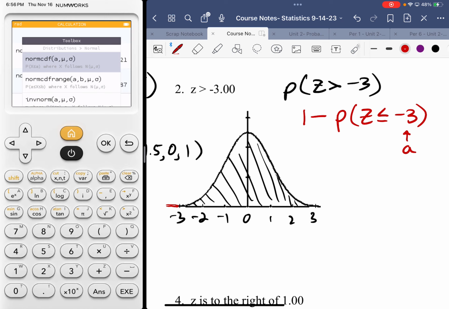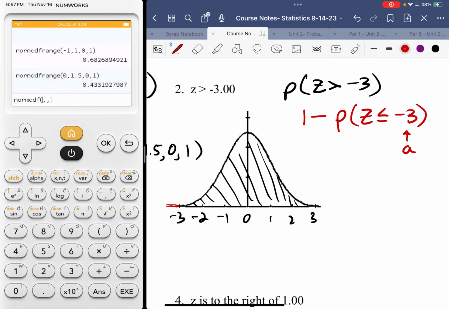Actually, I would say computationally, not even mathematically, the most efficient way to do it would be to use calculus, but that's not the case. So I could use my norm CDF, put in -3, 0 and 1 for the mean and standard deviation. Now, if I just hit enter on this, it's going to give me the area to the left of that -3.